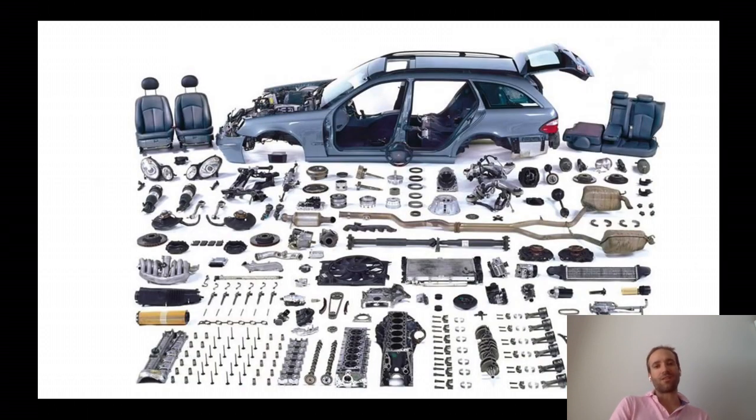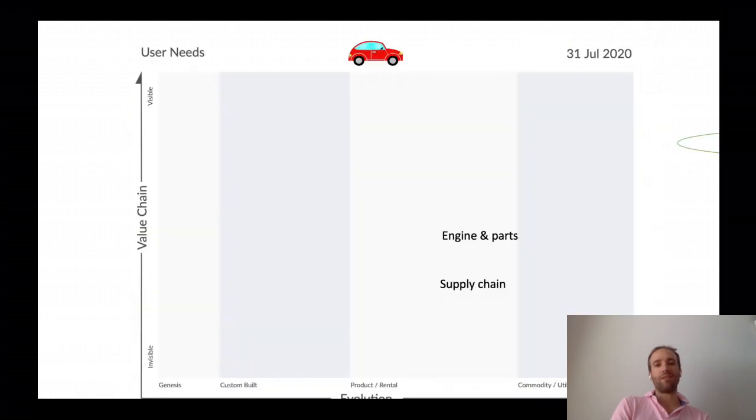If you look at a car, for example, and we explode its components, we could, in theory, map the value chain or map a car in a Wardley map. So if we do that, we'll have a cloud of points. But basically, we will end up with a supply chain which is fairly standardized these days, and internal combustion engine and parts which are mostly standardized because the suppliers are the same for Toyota as they are for Volkswagen. So engine parts, supply chain, quite standardized. And then what else do we have?